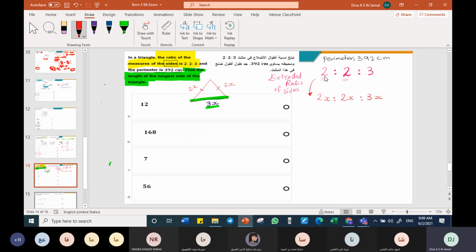Now, let's have a look. How can I solve this extended ratio? Instead of having a ratio, I will be using the definition of the perimeter, as you said, that it is the addition of all the sides. That means I will be adding 2x plus 2x plus 3x, which will be equal to 392. Now, what shall I do with these? What do I call them?